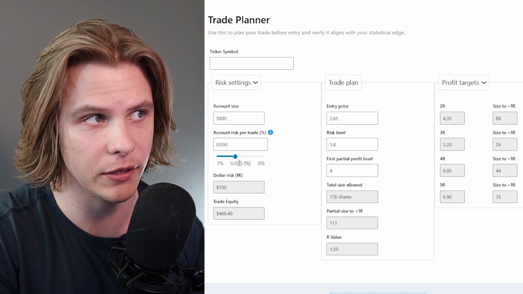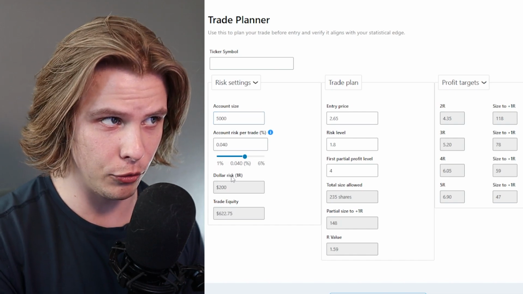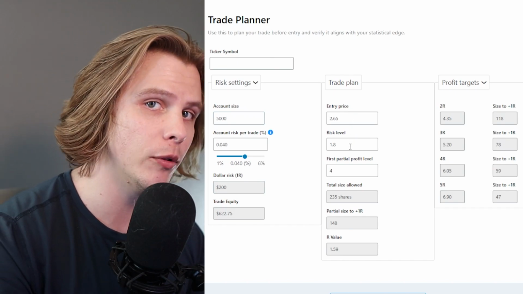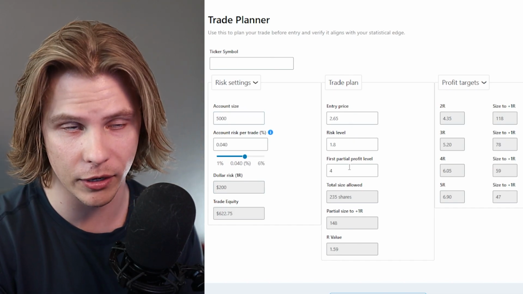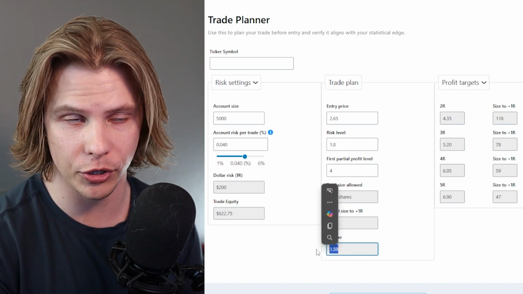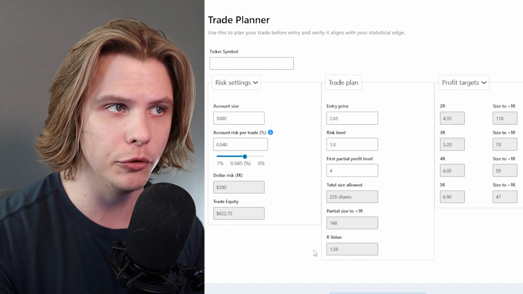I like to use 4%. So this means that on a $5,000 account, I can risk $200. And then with the entry price of 265 and a risk level of 1.8 and our first target of $4, we can see that our R value is exactly 1.59, which is pretty good. I like to have at least high 1.5, if not over 2, is best.